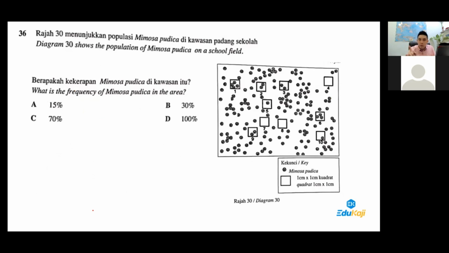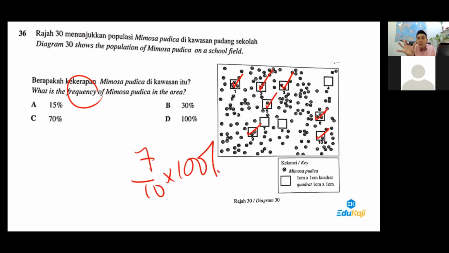Guys, I always tell students, if you get this wrong, it's on you, because frequency is the easiest calculation you will ever see. Just have to count the boxes. Got how many Mimosa pudica? This one got, this one got, this one got. How many got? 1, 2, 3, 4, 5, 6, 7. 7 over 10 times 100%. Guys, please take note, this frequency is in percentage. So answer is C. 36 answer is C.